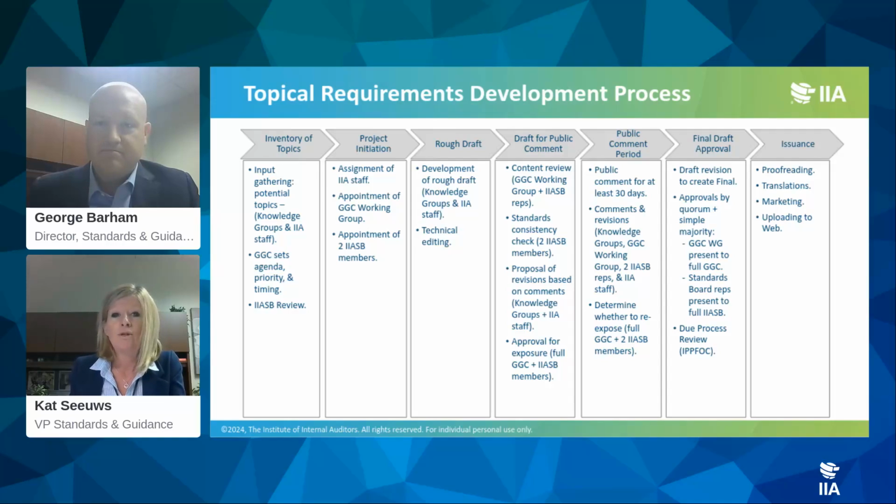At that stage, we will also assess whether a re-exposure is necessary, and that will be based on predetermined criteria that we are already using for our standards process. Finally, when the GGC has decided on everything, they will also provide what we call the disposition table, a table with information on the decision and the rationale for the changes based on the comments. They will approve the version, and the IASB representatives will then present the final version to the full IASB for approval, basically on the consistency with the standards.